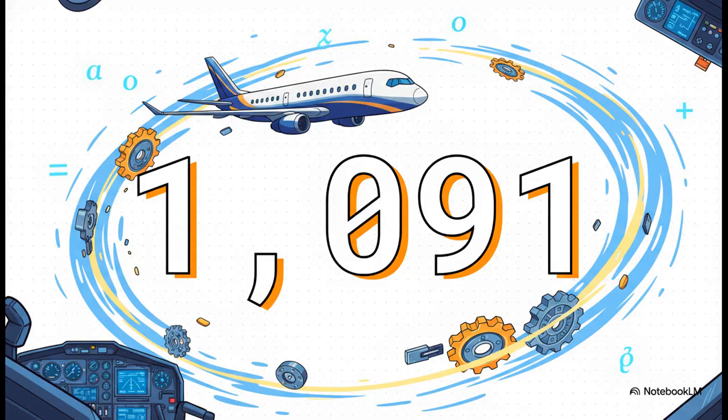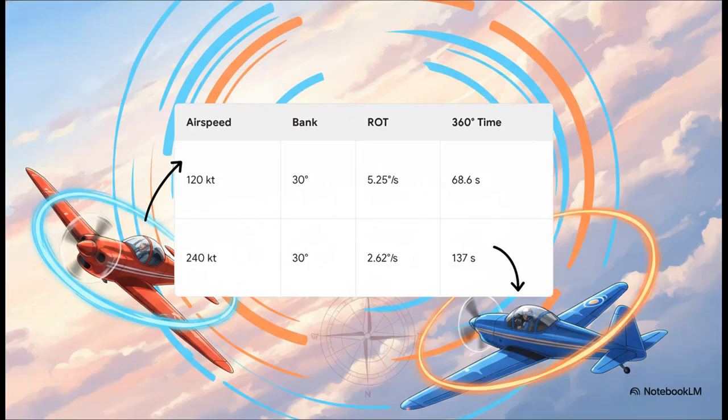Seriously, burn this constant number, 1091, into your memory right now. It is literally the key to unlocking the ROT formula on your exam. If you forget this constant on test day, you're going to be stuck. So let's actually put that formula to the test and see how airspeed impacts your turn.